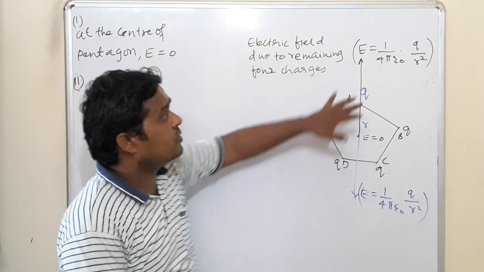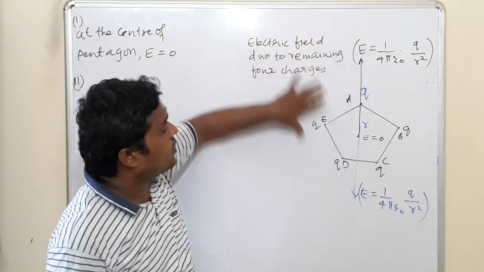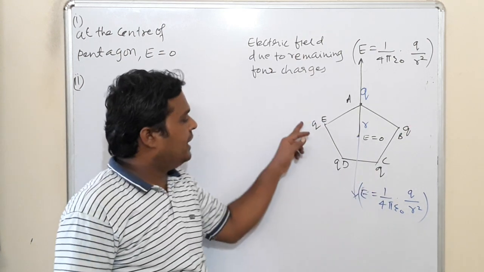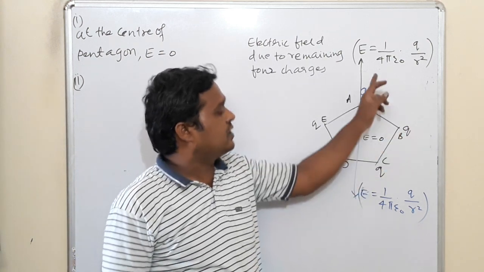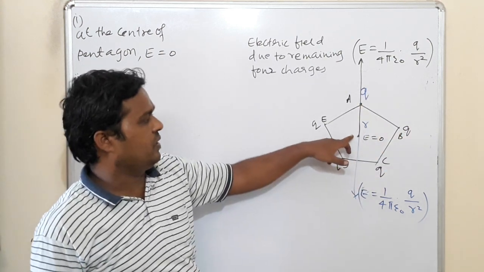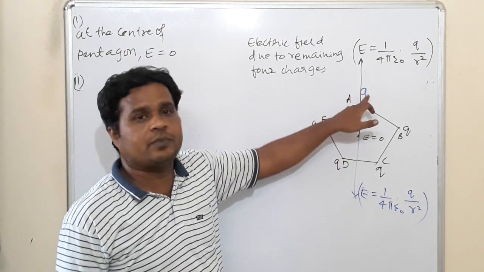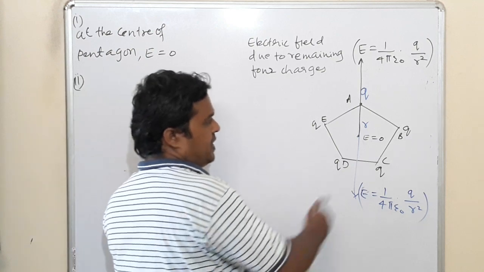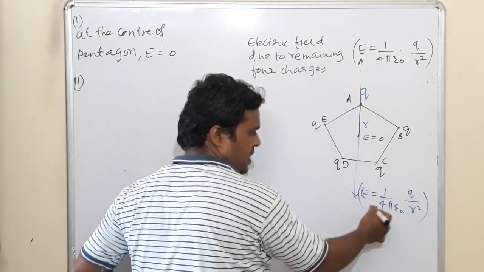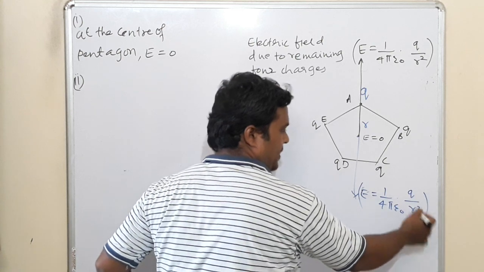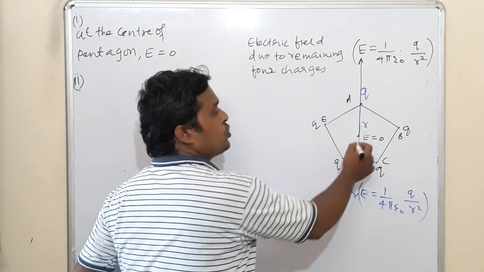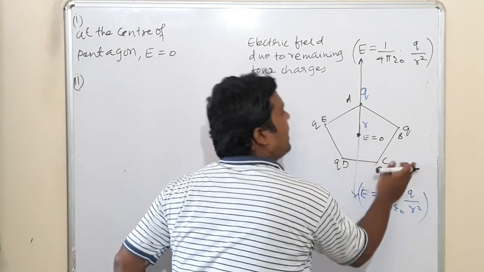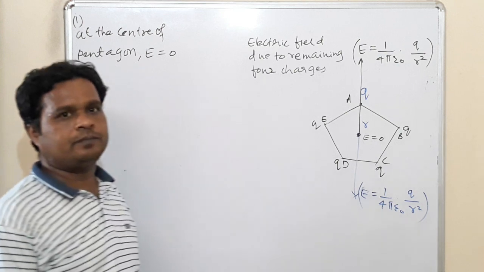Why must the electric field due to the remaining 4 charges be equal to this? Because I told that the net electric field in the presence of this charge is 0. That means if this charge is making an electric field of E is equal to 1 by 4 pi epsilon naught q by r square in this direction, to make net field 0 at the center, all these 4 charges together have to make only this much electric field.